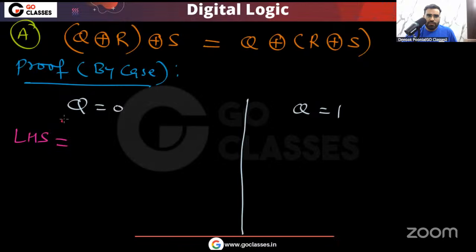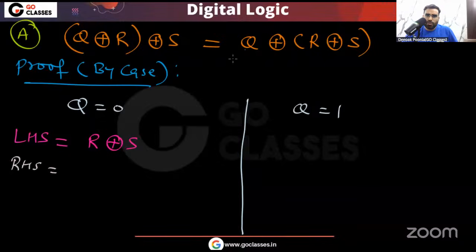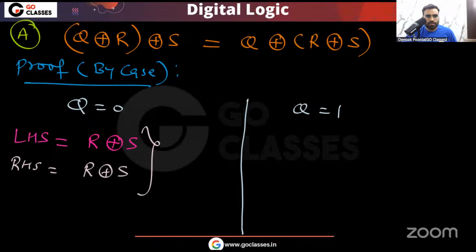So here when Q is 0, then we will get R here, and we have S. So you can see R XOR S. That is your LHS. What about RHS? Let's see. When Q is 0, then you can imagine this is M. Okay, so you can see 0 XOR M will be M. So I can say we will get R XOR S. Okay, so here you can notice they are same.